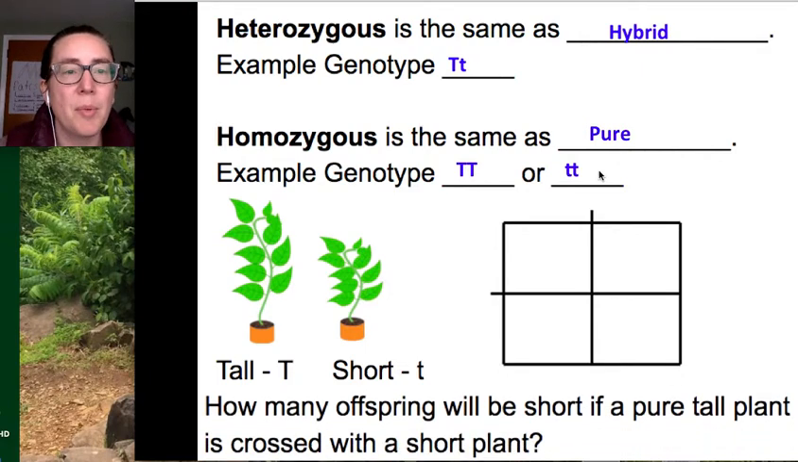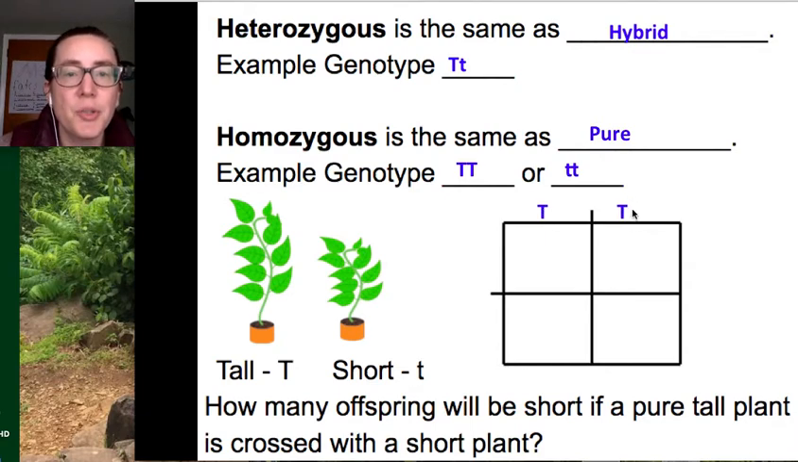So here's a sample problem. How many offspring will be short if a pure tall plant is crossed with a short plant? Just like before, we take one parent. Let's do the pure tall. The pure tall would be homozygous, because they mean the same thing, for the tall allele or the dominant allele. I put one allele over top of this box and one allele over top of this box.